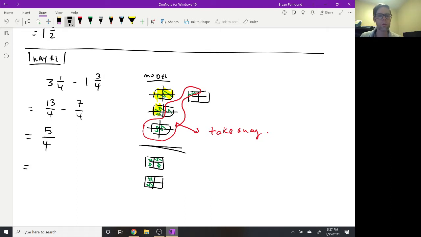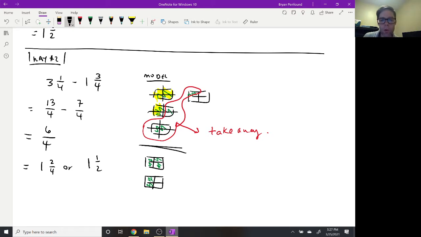And then we could go through the long division procedure if we needed to convert this into a mixed number. So we convert this into a mixed number. We would have 1 2/4 or 1 1/2. So that's way number 2.